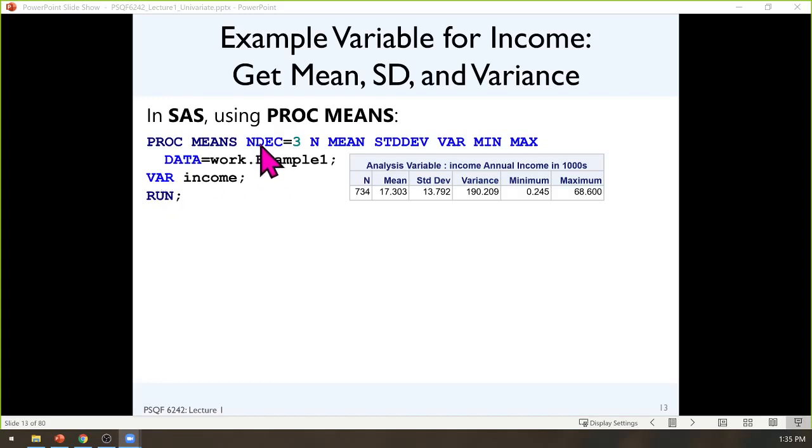And this NDEC equals 3, by the way, is 3 digits after the decimal, the level of precision that I want the output generated to. I put that on there just so that the results don't look too crazy. And when all is said and done, after you say please with the run, you get a table that looks like this.